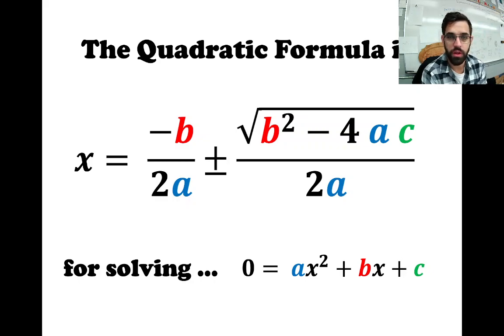Anyways, so the activity is this. Write everything down on the screen. The quadratic formula is x equals negative b over 2a plus or minus the square root of b squared minus 4ac over 2a, for solving 0 equals ax squared plus bx plus c. Write it all down. Pause the video if you need more time, because I'm going to move on. Once you've written it down, say it out loud.